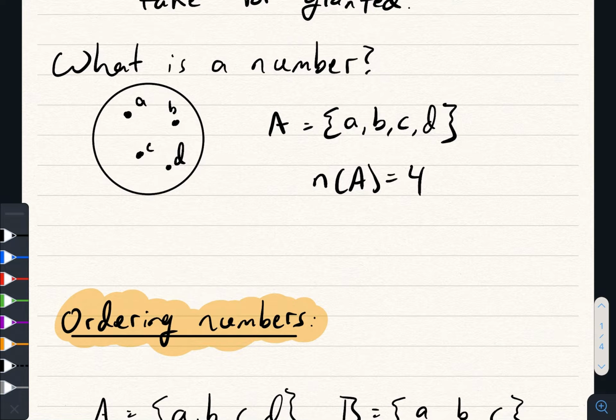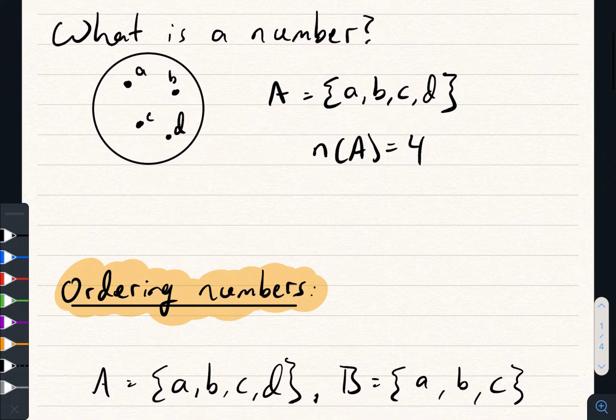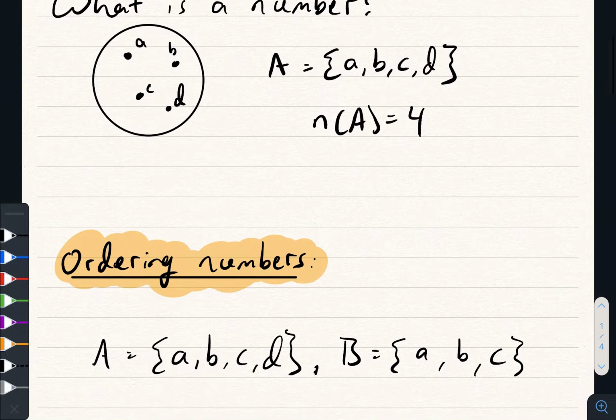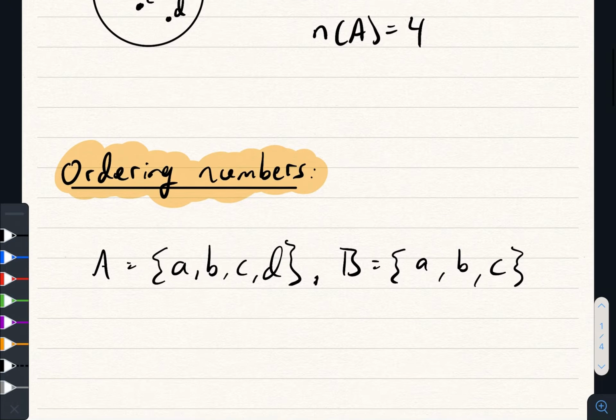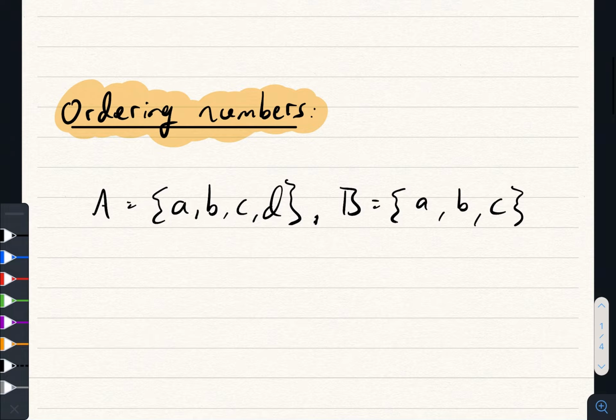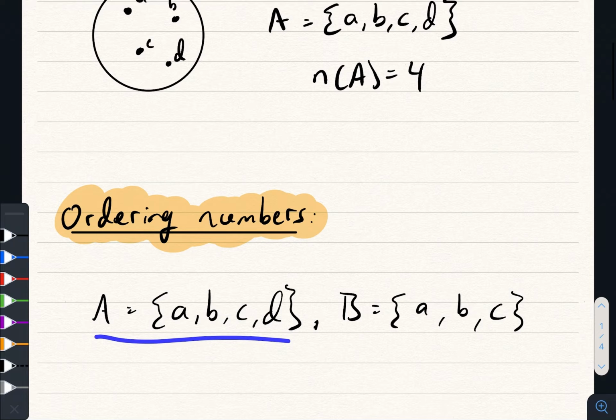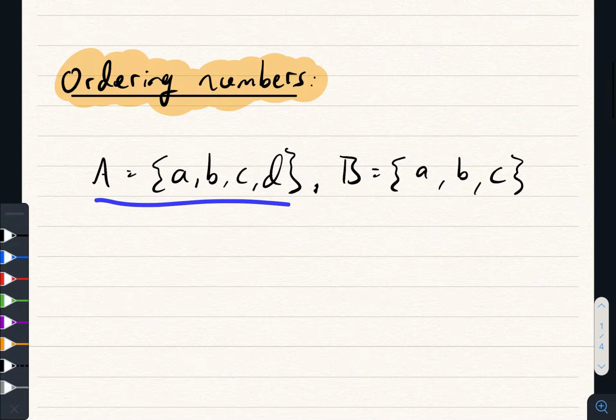Well, how do we say that one number is bigger than the other? So here's an example. The same set A is up here, so this has 4 things in it: A, B, C, and D. And I have the set B, which has a smaller number of things in there. It has A, B, and C in there. So right away, you can tell that this is going to be giving us a smaller number than this, but why?